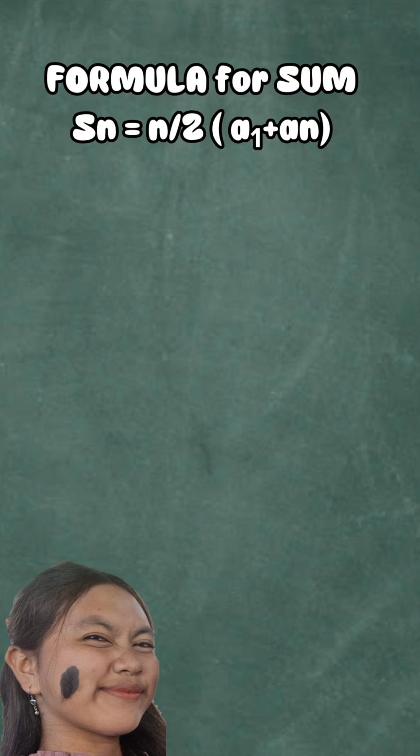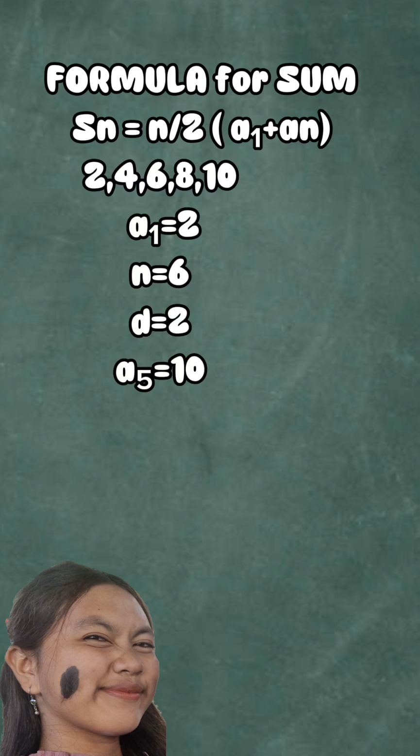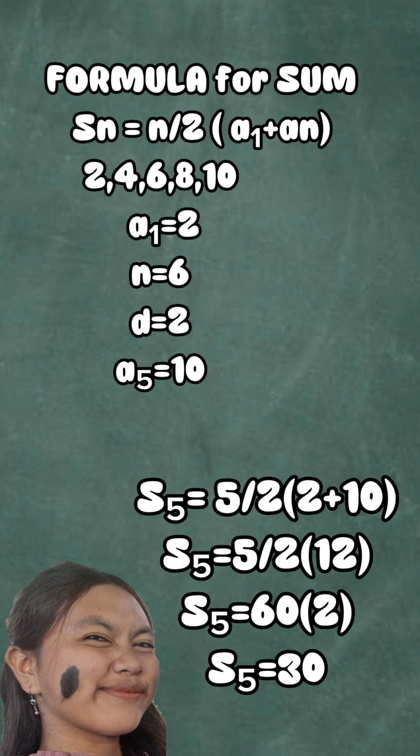Now what if we need to find the sum of the sequence? Here is the formula. S_n is equal to n over 2 multiplied by (a_1 plus a_n). Let's try. By using the same sequence 2, 4, 6, 8, 10, now we have our given. a_1 equals 2, common difference equals 2, n equals 5, and a_5 equals 10.